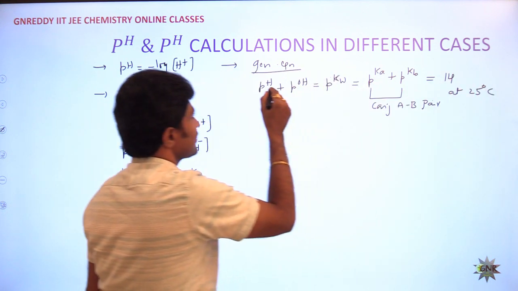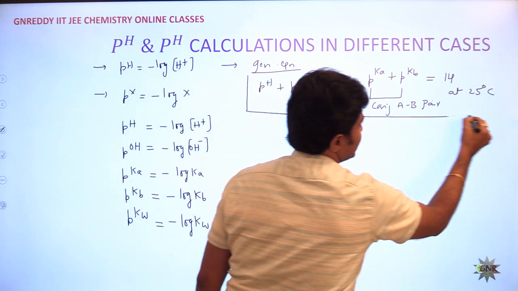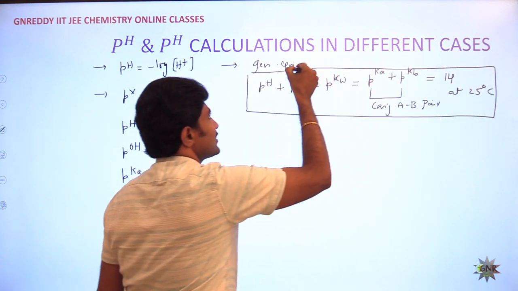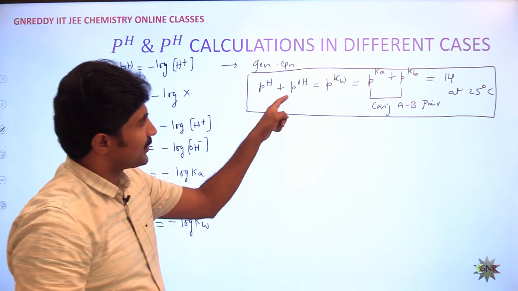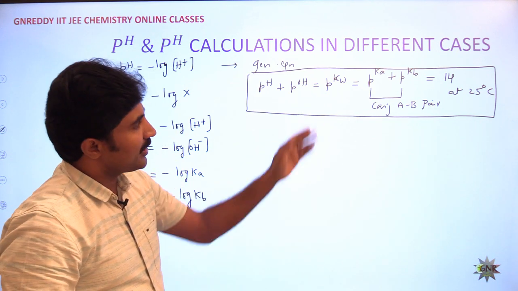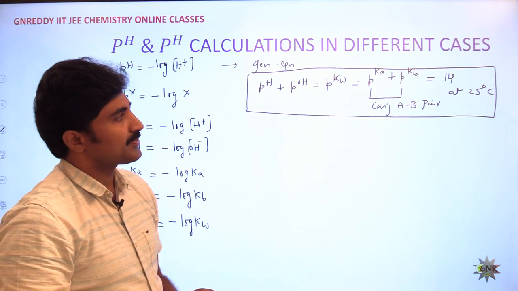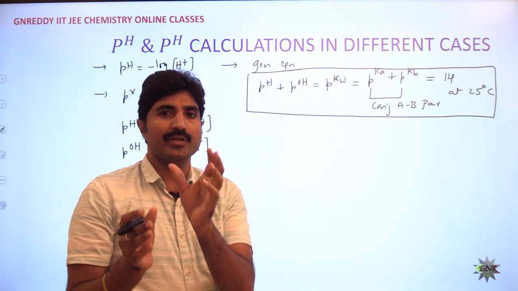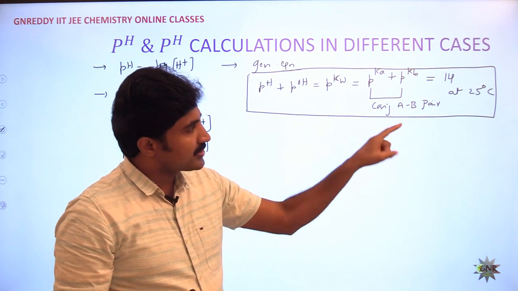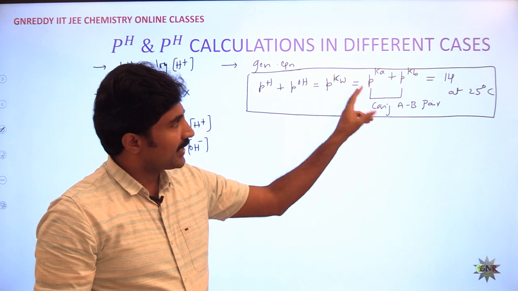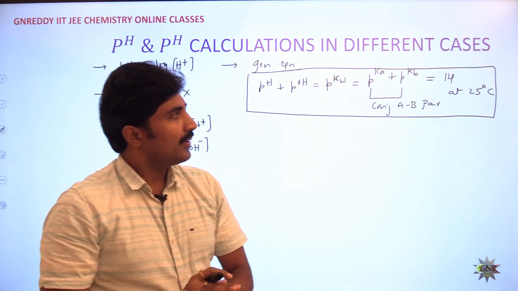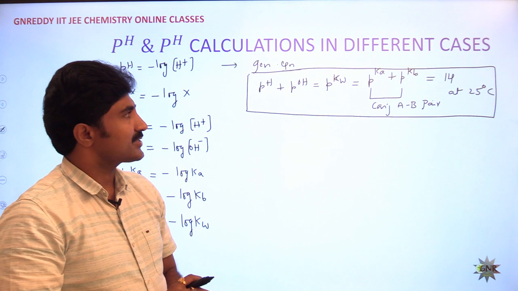So this is a general relation which is used in most of the numericals: pH plus pOH is equal to pKw, that is equal to pKa plus pKb, where pKa and pKb are for a given conjugate acid-base pair, and that is equal to 14 at 25 degrees centigrade.